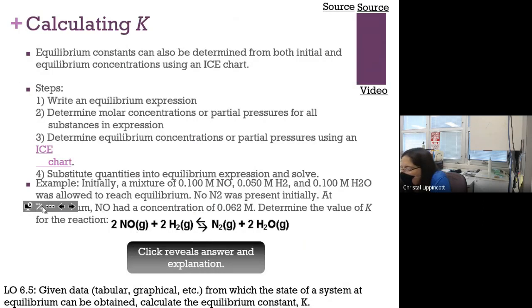All right. Calculating K then. Remember, we can use the ICE charts to be able to do that. And here's an example, so see if you can do this example. We've got initially a mixture, 0.1 molar NO and so on. So see if you can answer that question. Find it first. Okay, I added that out there, and then I will email you.